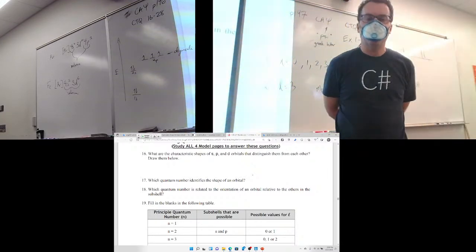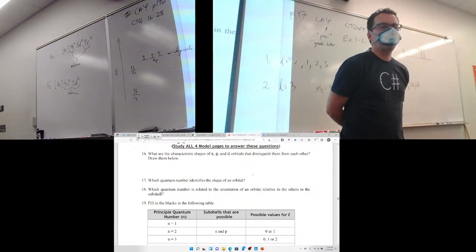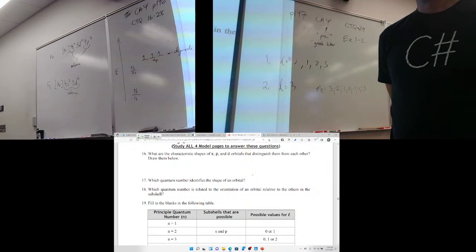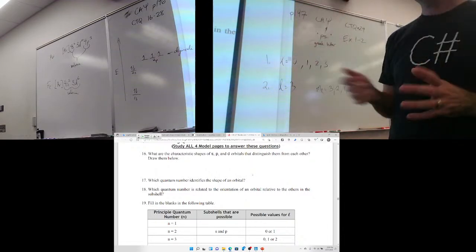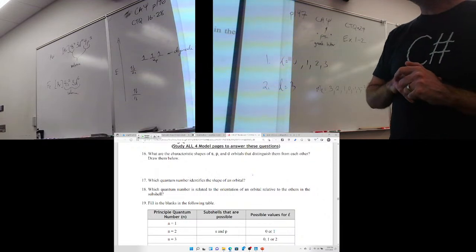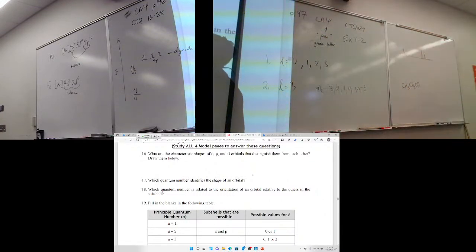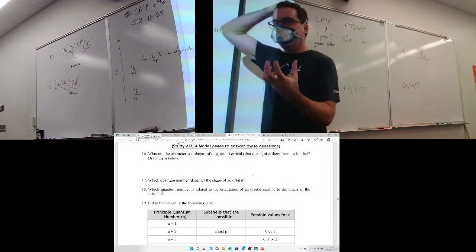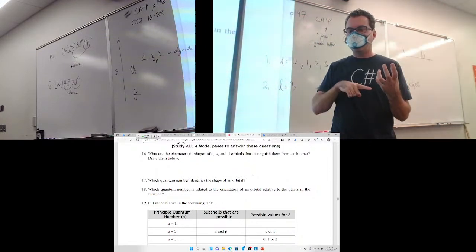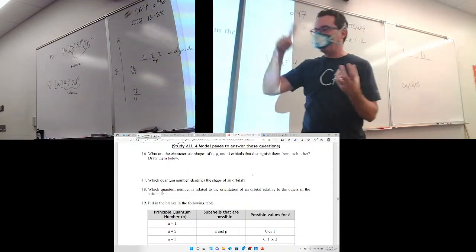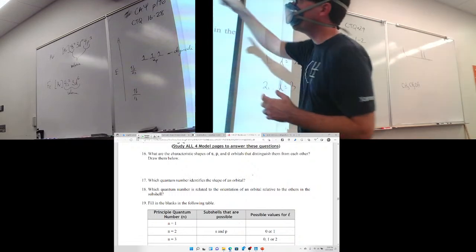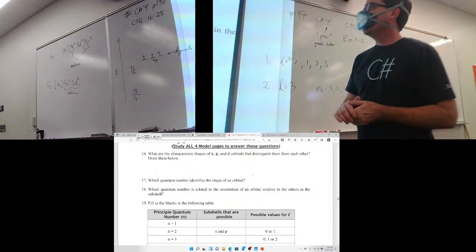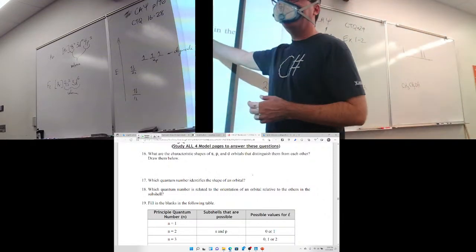You probably could use a few more minutes, but I want to talk about some of the answers now. So 16, I think you got the picture: spherical, the dumbbell shape, and then the 4 lobes for the D. 17, the quantum number that identifies the shape. It's not N, it's the L value that tells you the shape, right? L equals 0 is your S orbital that makes it spherical. L equals 1 is your P orbital that makes it the dumbbell shape, which I erased already. And then the orientation is M sub L.